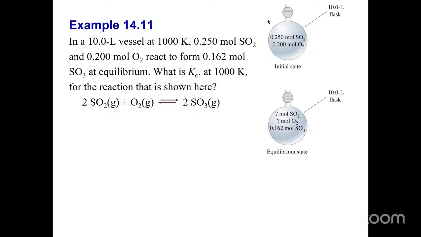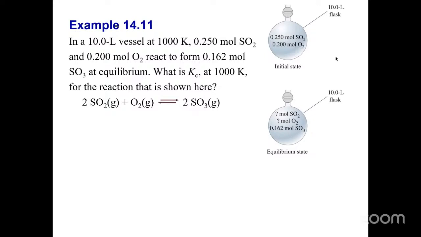In this example, it says you have a 10-liter vessel at 1000 Kelvin, and the initial amount of SO2 is given. They also gave the initial amount of O2, and then they said that they react to form 0.162 moles of SO3 at equilibrium. The question is asking, what is the Kc for the reaction? And it gives you the equation here.